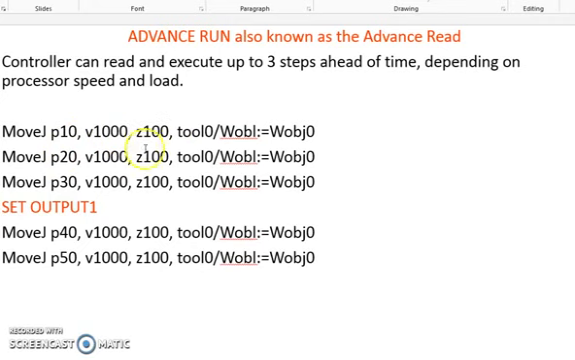So here we have zones of 100. So our robot's making a move J, a joint interpolated move, to P10, and as it's on its way to P10, it reads that it's a zone.